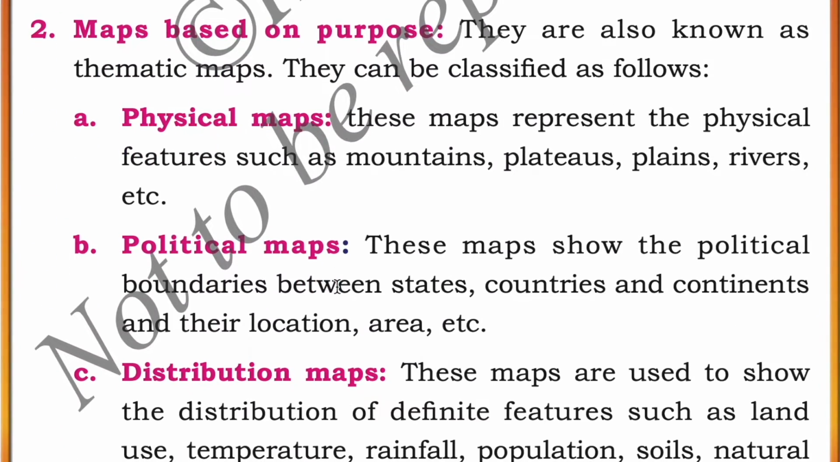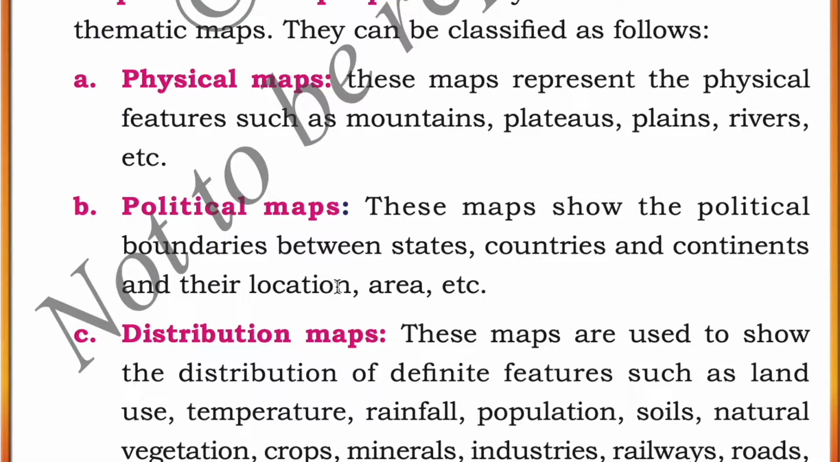Up next, we have another type of classification. This is the type of classification that is based on purpose. They are also known as thematic maps. So when you classify maps based on the purpose they are serving, they are called thematic maps. Now, the different types of purpose a map can serve are classified here.